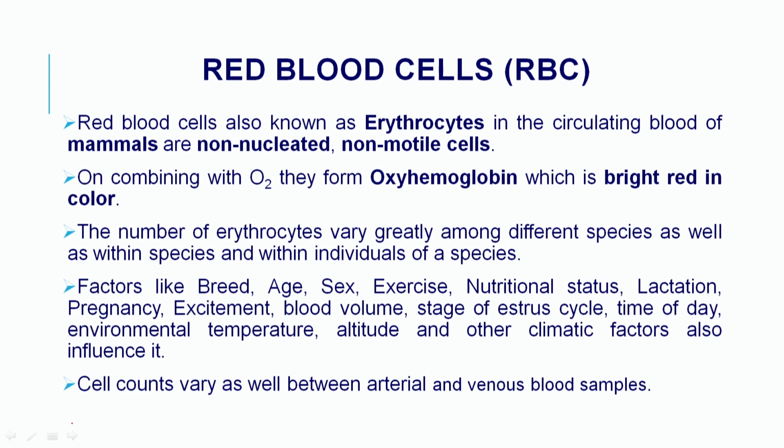Red blood cells. Red blood cells are also known as erythrocytes. In the circulating blood of mammals, RBCs are non-nucleated, non-motile cells. On combining with oxygen, they form oxyhemoglobin, which is bright red in color.